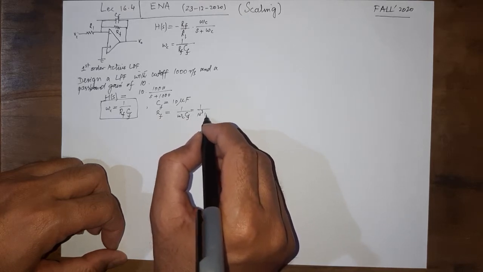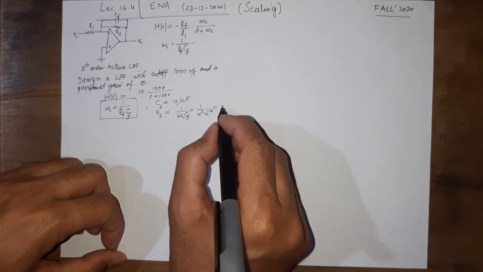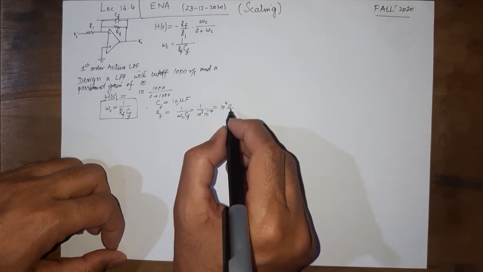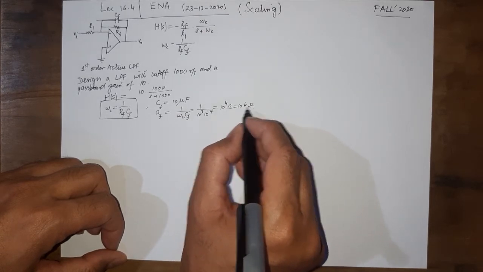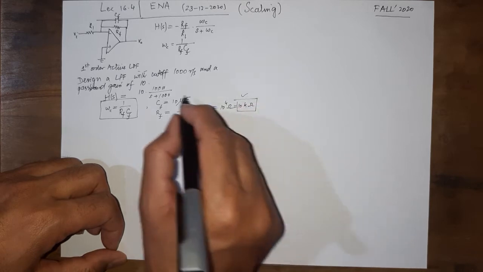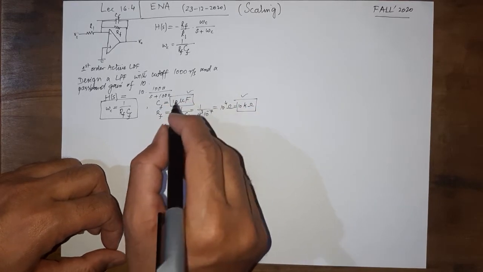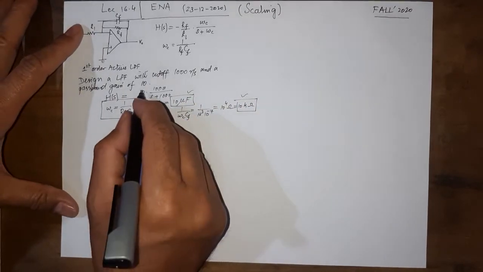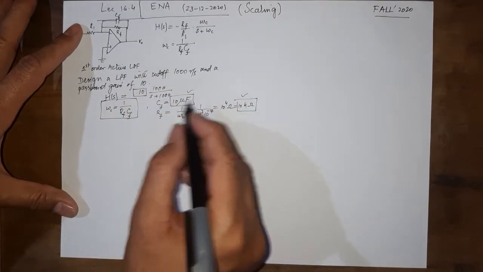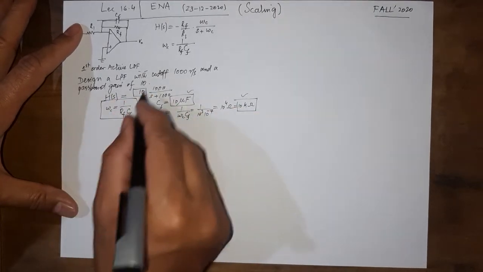that would be 1 over 10 raised to the power 3 into 10 raised to the power minus 5, that is going to give us 10 raised to the power 4 ohm, or 10 kilo ohm. So this is a good practical value. CF is also a good practical value, and it is no issue finding it from the market. And we forgot this passband gain of 10.